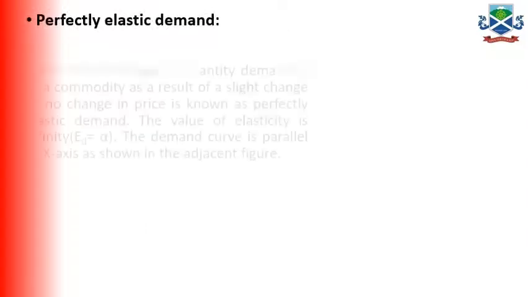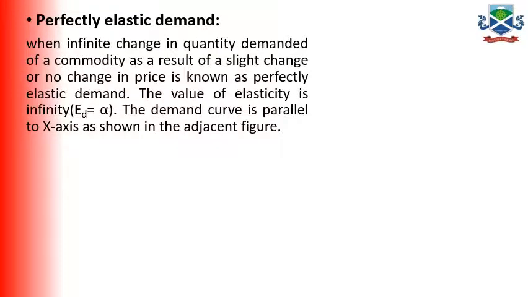Perfectly elastic demand: when there is an infinite change in quantity demanded of a commodity as a result of a slight change or no change in price of the commodity, it is known as perfectly elastic demand. So demand varies infinitely due to a very insignificant change in price, or there is no change in price. Then this is known as perfectly elastic demand.